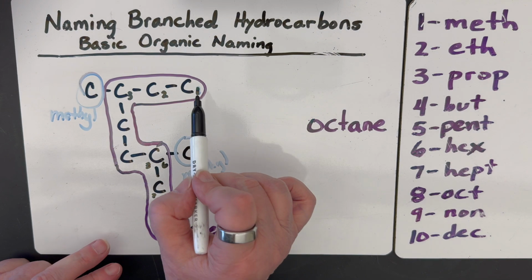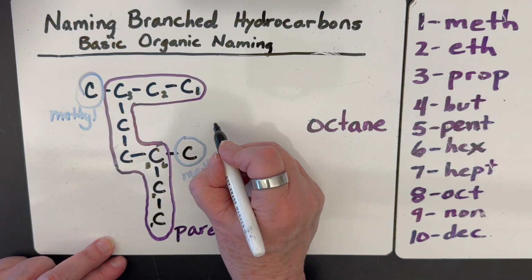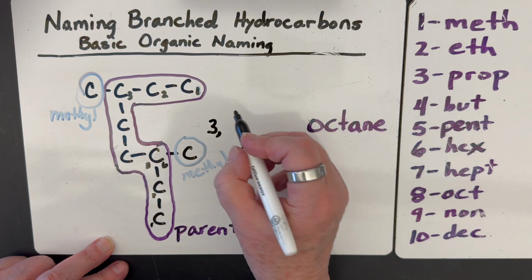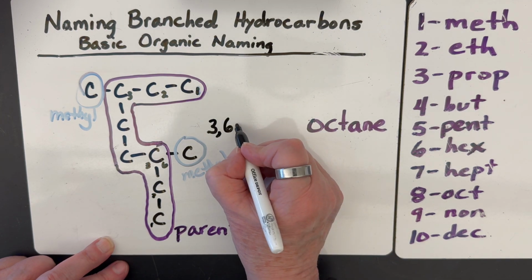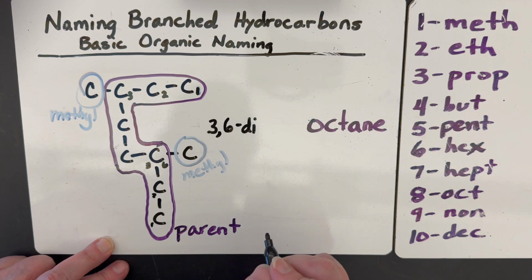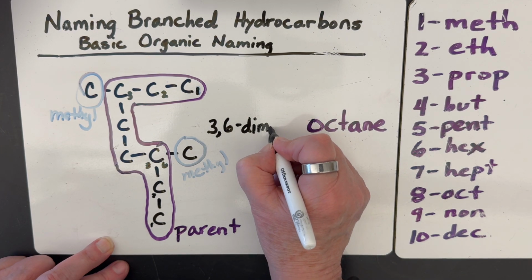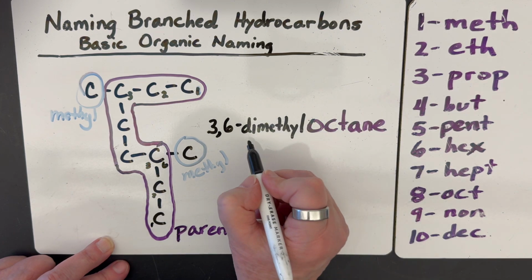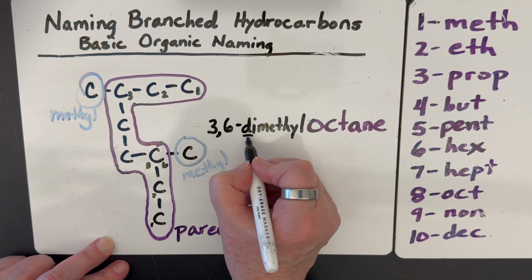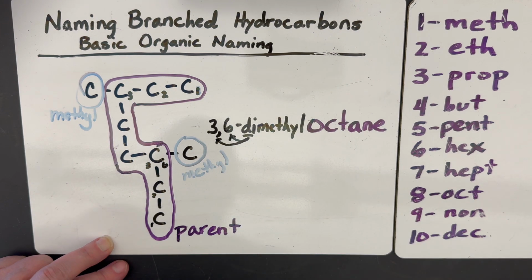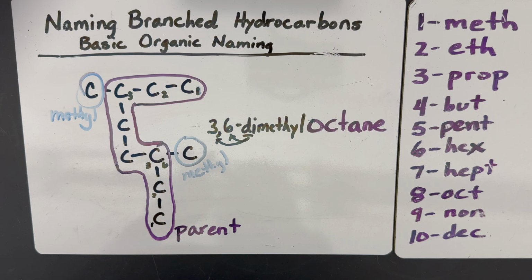So we have a methyl group coming off of carbon 3, and we have another methyl group coming off of carbon 6. Since there's 2 methyl groups, we're going to put dimethyl. And because of this di, that means 2. That means you better have 2 numbers in front showing the locations.